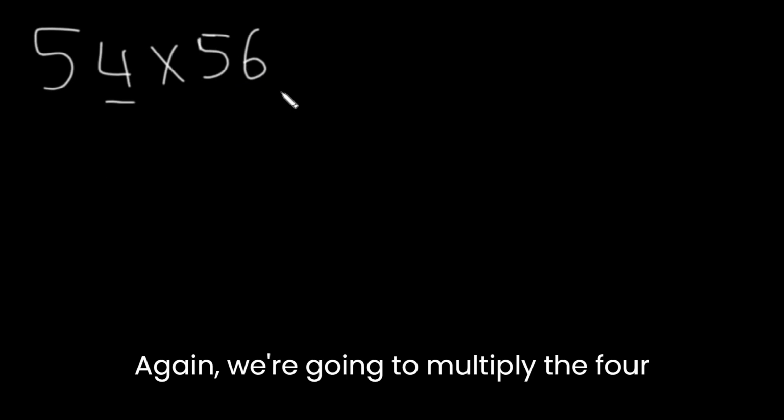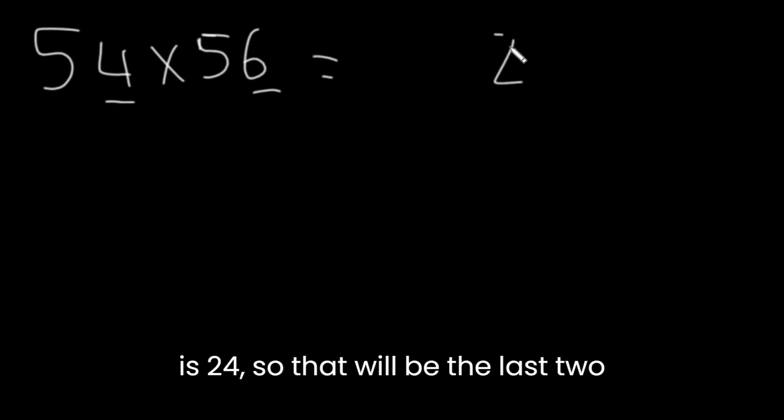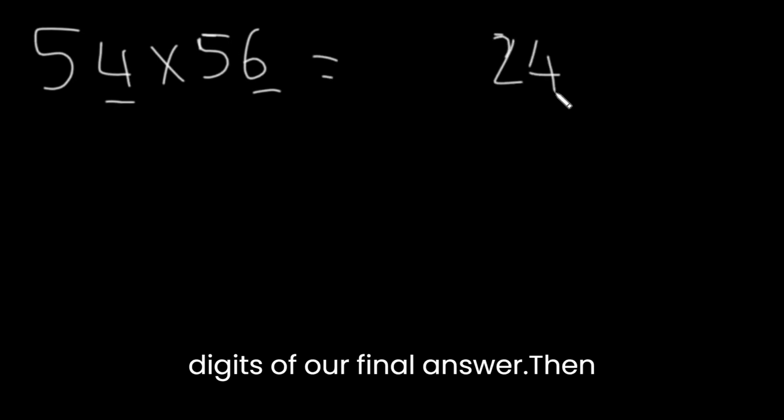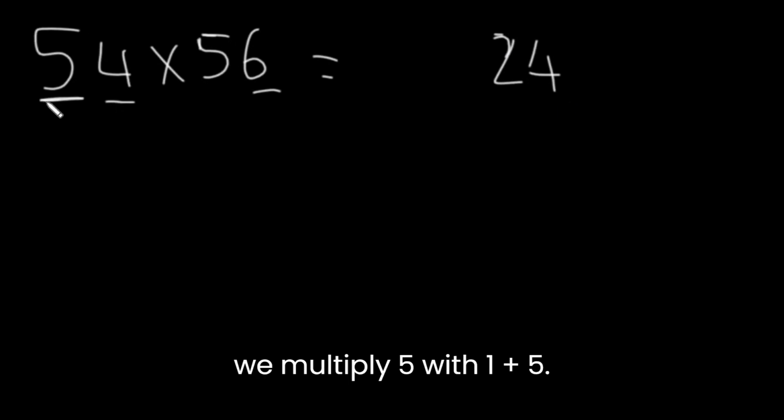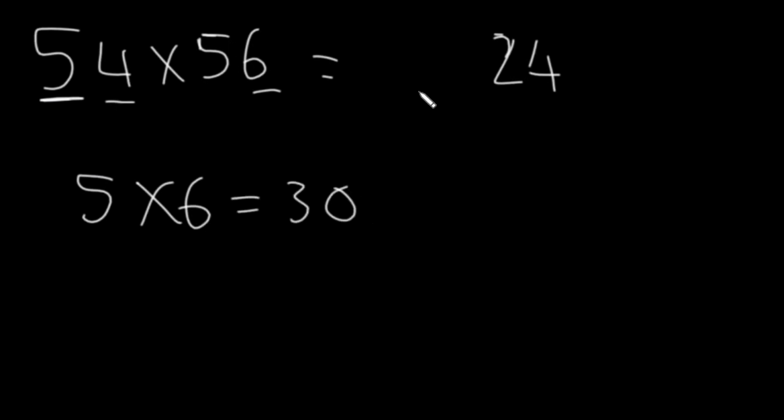Let's say we have 54 times 56. Again, we're going to multiply the 4 with the 6. 4 times 6 is 24, so that'll be the last two digits of our final answer. Then we multiply 5 with 1 plus 5. That's 5 times 6, which is 30. So our final answer is 3024.